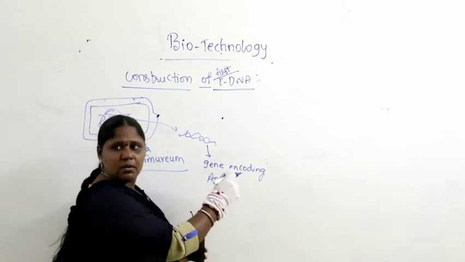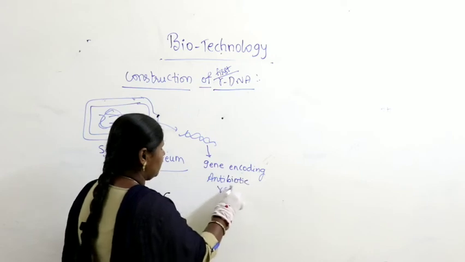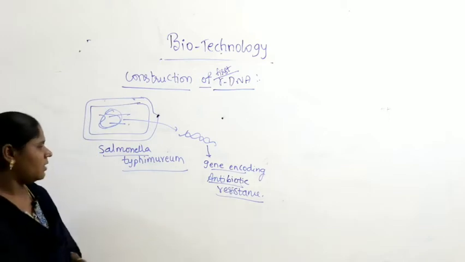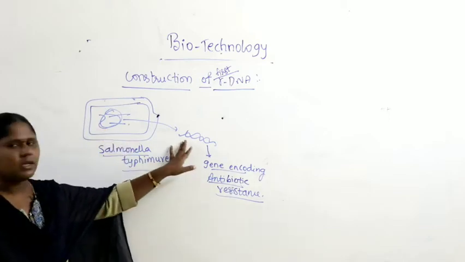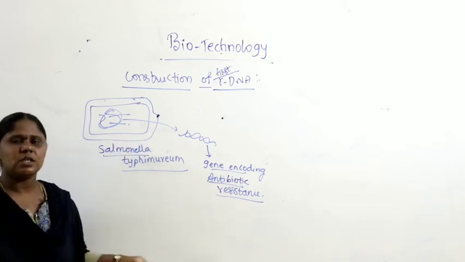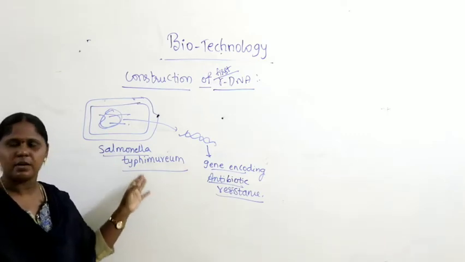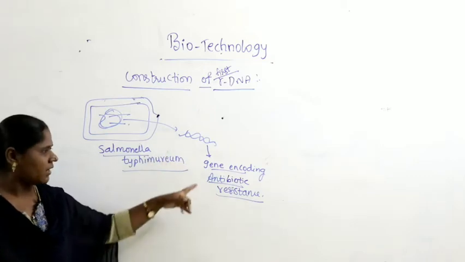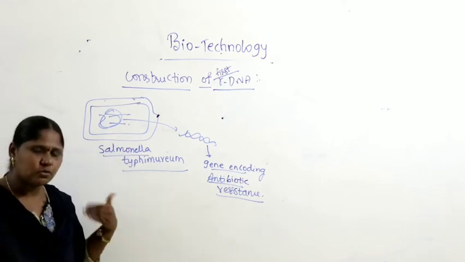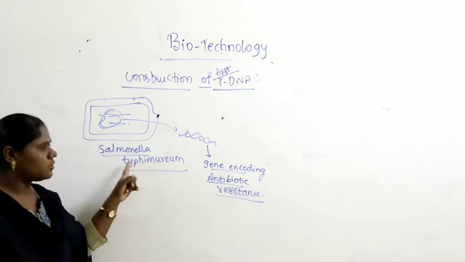Gene encoding antibiotic resistance. The fragment of DNA that is extracted out shows resistance to antibiotic. So in Salmonella typhimurium, the gene that is extracted shows antibiotic resistance. Now we cut it and removed it. Do you think Salmonella further shows resistance to antibiotic? Definitely no. Definitely it will not show resistance to antibiotic.